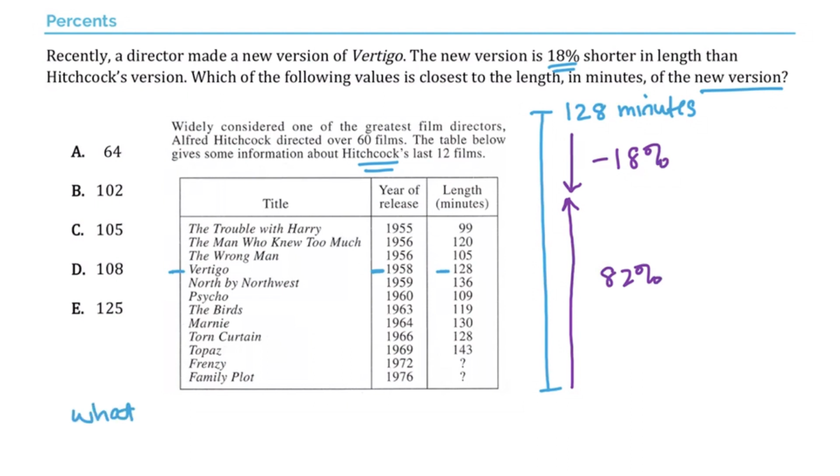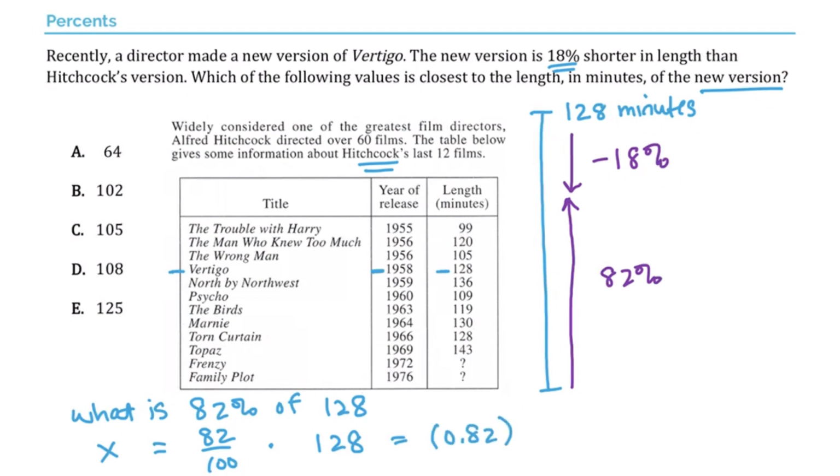So we want to find what is 82% of 128. What is, an x, is an equals. 82% is 82 over 100. Of is times 128. 82 over 100 is the same thing as 0.82. 0.82 times 128 is 104.96. It says which one is closest to that length, so we're going to have to round our answer, and 104.96 is closest to 105.